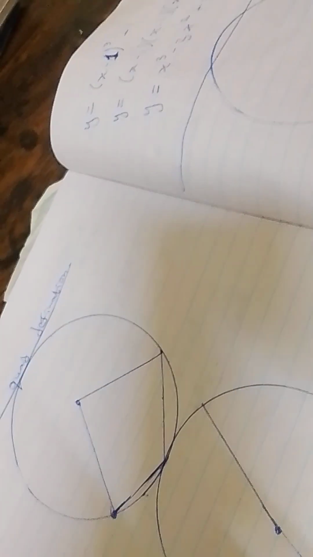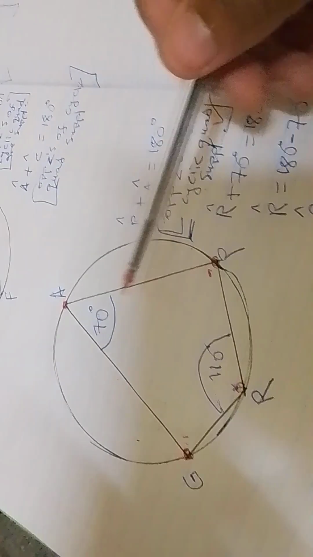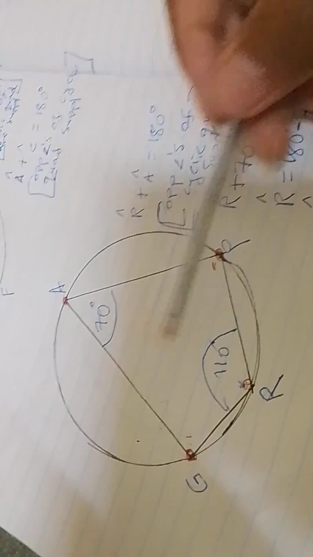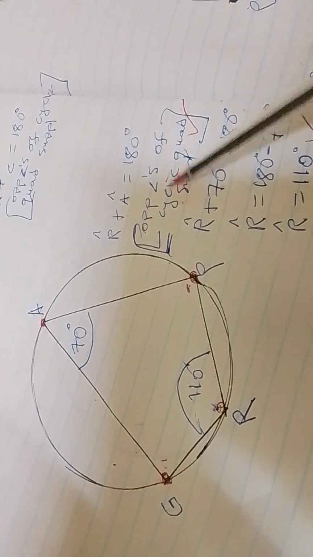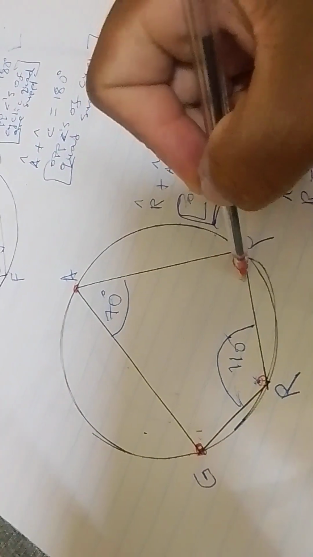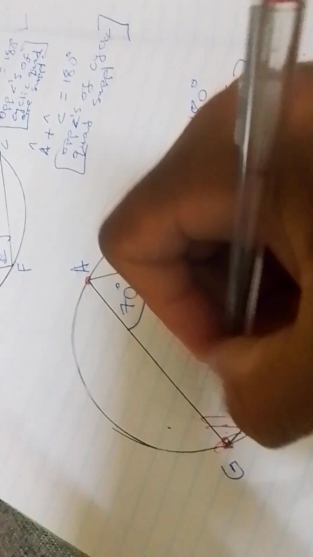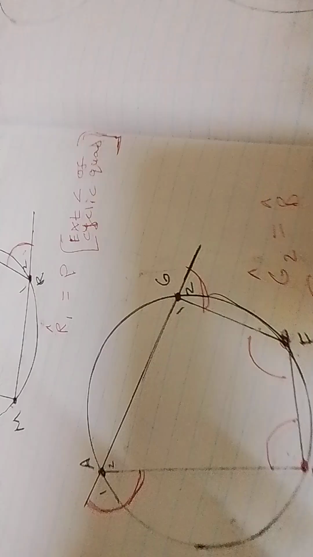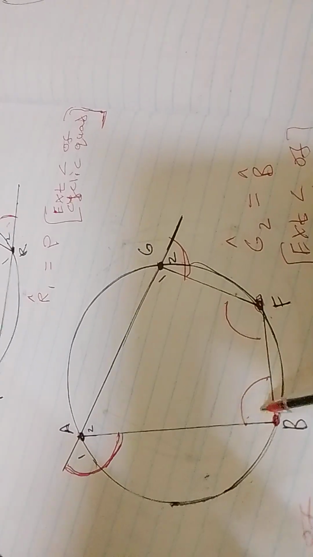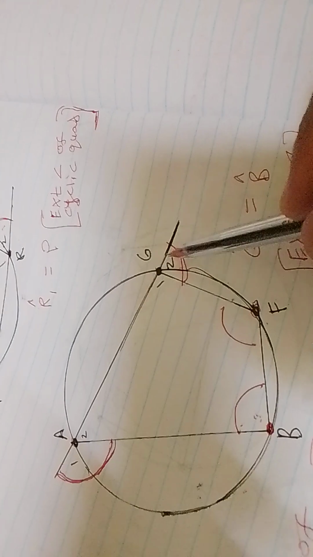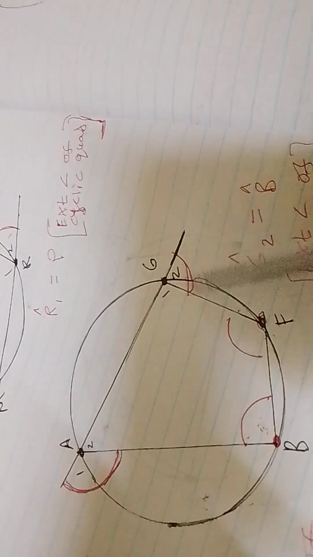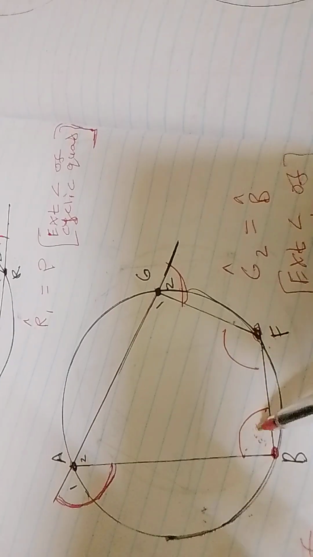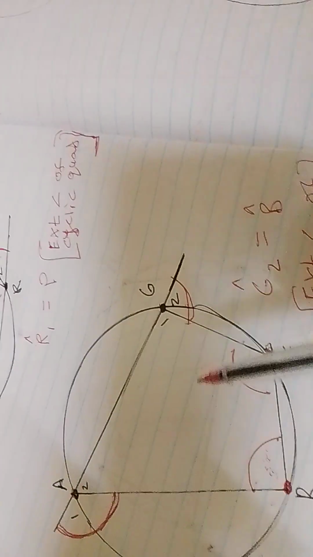So let me just do the recap for you a little bit. We started here to say these two always add up to 180. The reason is opposite angles of a cyclic quad are supplementary, or they add up to 180. So this was the first theorem. And then the second theorem, we have this angle equal to this one, and exterior angle of a cyclic quad is equal to the opposite interior angle. So that is what we did.